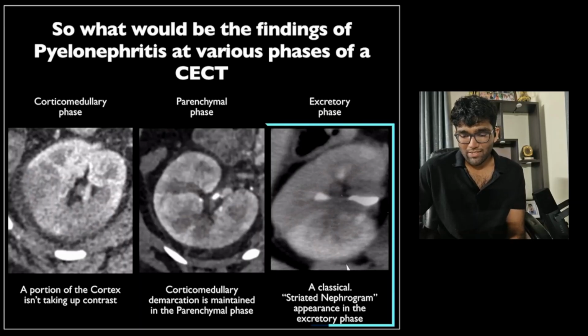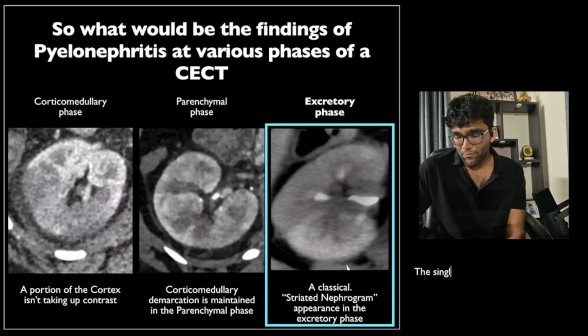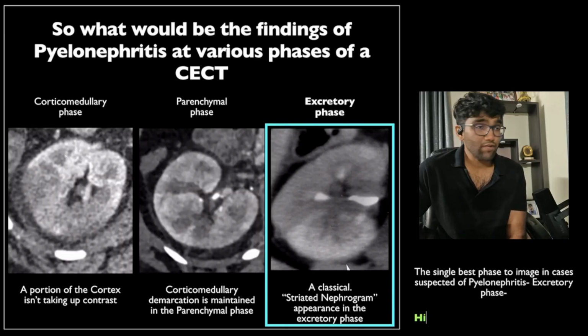Okay, so that is something very important, and technically that's an MCQ. Okay, so the single best phase to image in cases of pyelonephritis would therefore be the excretory phase. It has a high negative predictive value. If this striated nephrogram appearance is not there, you must strongly reconsider the diagnosis of pyelonephritis.